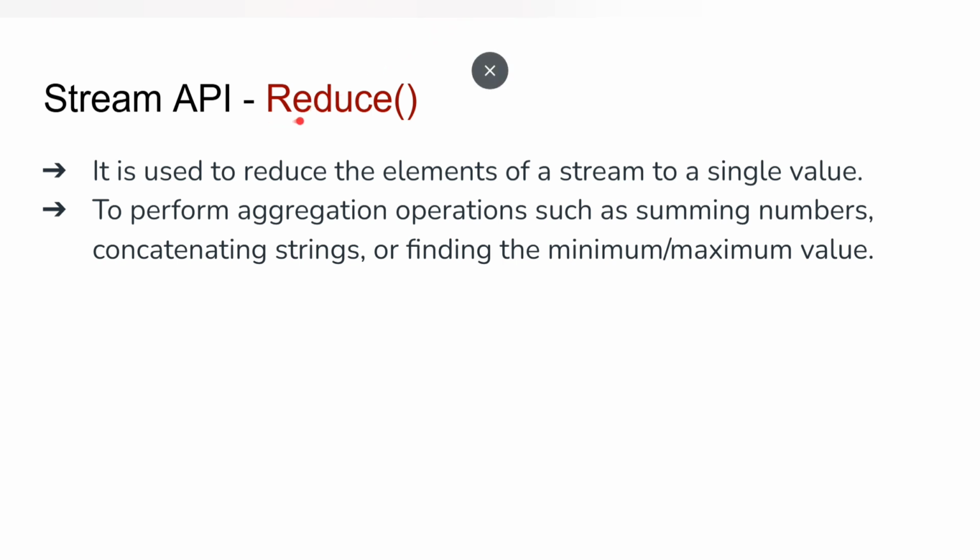In this video, we are going to learn about the reduce method in Stream API. So reduce is basically used to perform aggregation operations such as summing numbers, concatenating strings, or finding the minimum and maximum value. Now we will see how to find the minimum and maximum value using the Stream API reduce method.